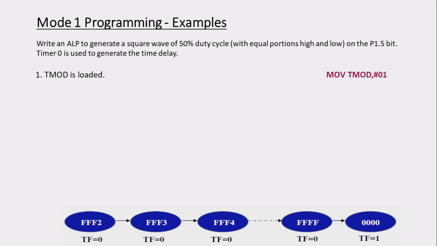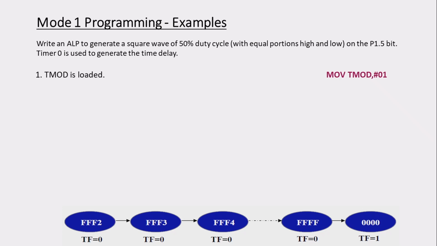Now let us look into the values. I need to load my TMOD. In order to load the TMOD, what instruction can we use? Since I am supposed to use timer 0, I'll be using MOV TMOD, #01. So I'll be loading the TMOD register with the 01 hexa value.